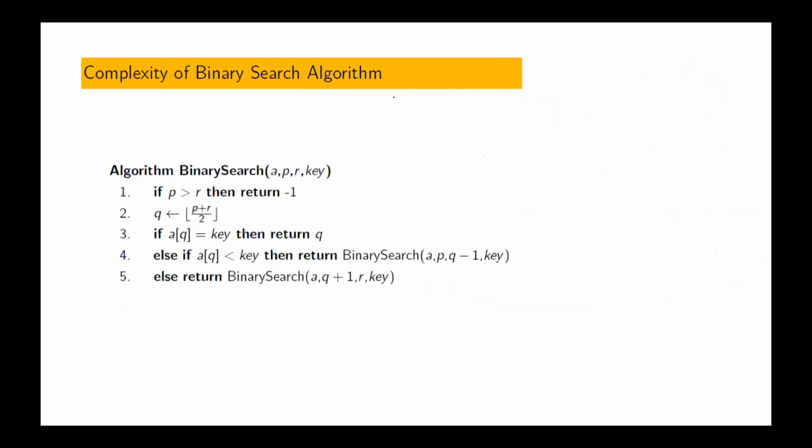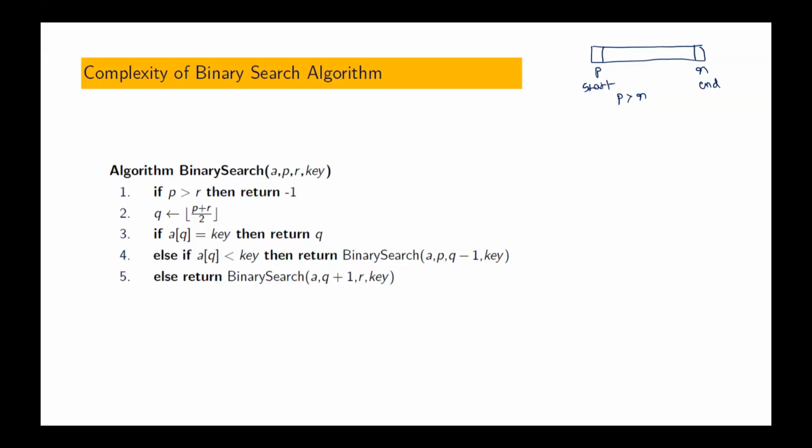We are given an array which contains indices from P to R. If P is greater than R, then what does it mean? This is the starting index and this is the ending index. If the start index is greater than the end index, what does it mean? There are no elements in the array at all, no? Yes, sir.